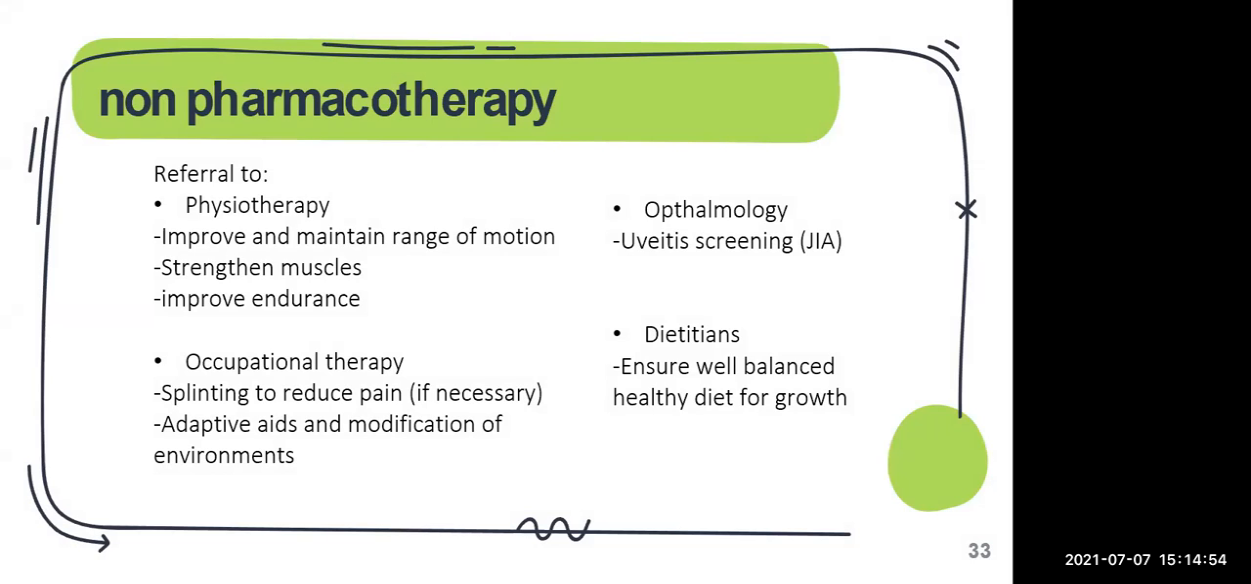We need to refer the patient to physiotherapy. This is to improve and maintain the range of motion, help strengthen the muscle, and improve endurance of the patient. And also refer the patient to occupational therapy, in which they can do splinting to reduce the pain if necessary. And to improve quality of life, they can provide adaptive aids and modification of the environment. And also refer to ophthalmology for uveitis screening. This is in the case of JIA. Okay, and then refer to dietitian. This is to ensure a well-balanced healthy diet for growth. Okay, so next.